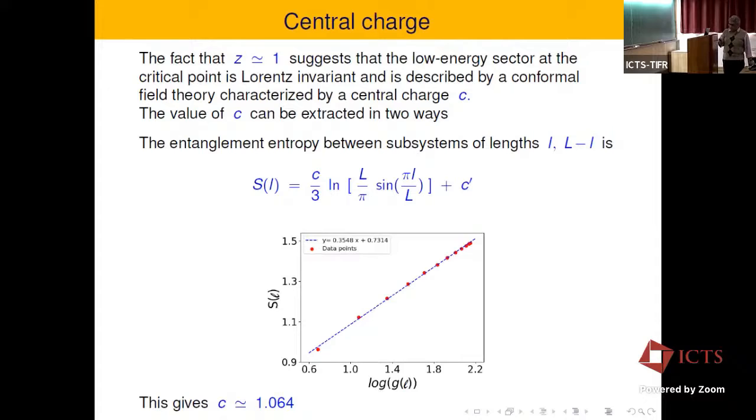There is this formula, I forgot to put in an expression here, by Cardy, that the entanglement entropy behaves in this way as a function of capital L and small l. The coefficient in front is c by 3, so that's how we can determine c. There's plus some constant c prime which you can find, but it's not important. c prime is not universal, but c is universal for a particular theory. So if you look at this as a function of small l, plotted as a function of log of this quantity, so this quantity inside the brackets is what I'm calling g of l, this gives c close to 1.